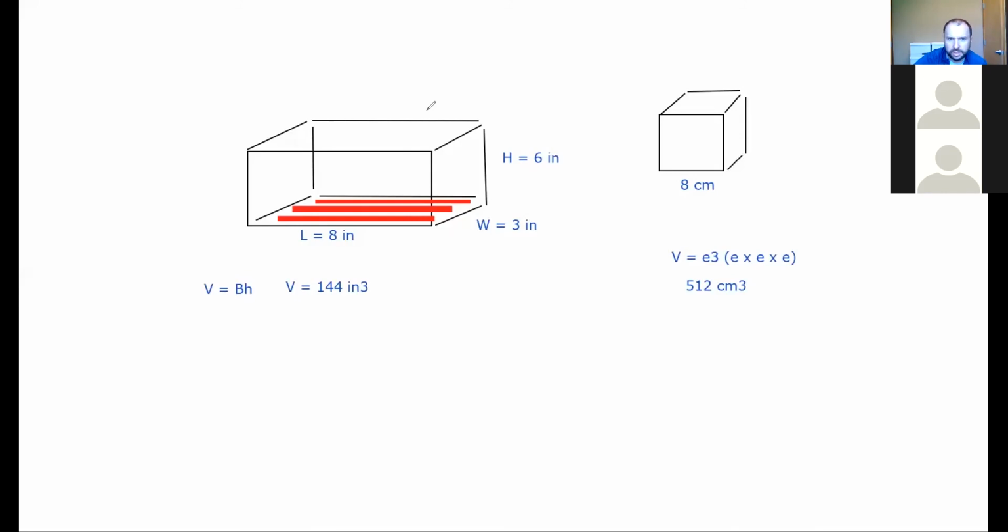Let's see. Okay, so let me draw up a new one, and then we'll spend the last few minutes going over a cylinder.